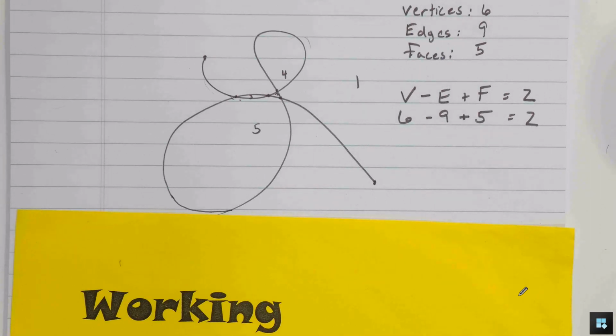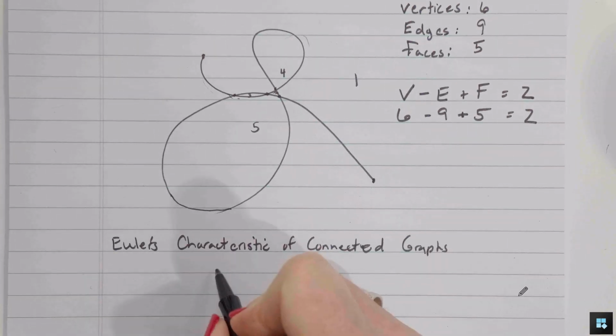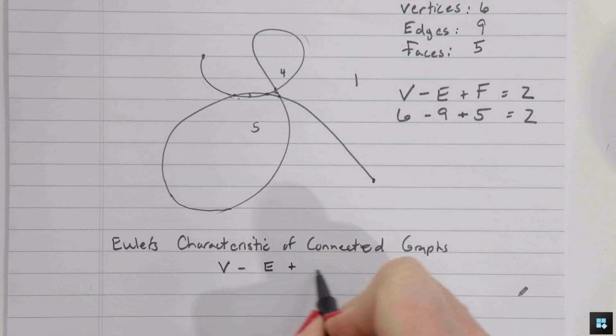Okay. Well, what would you say? So we are looking at Euler's characteristic of connected graphs. It looks like it froze. Okay. V minus E plus F equals 2.